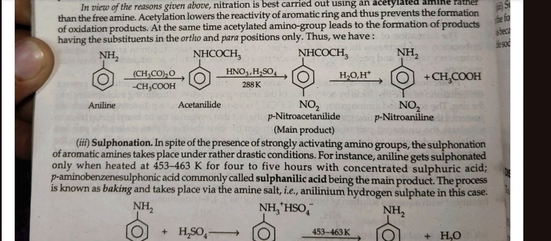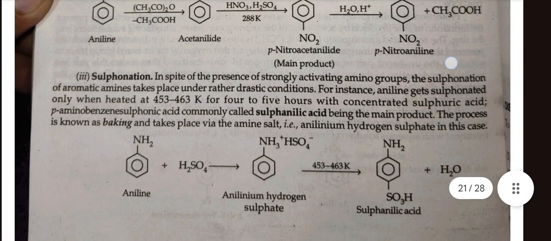Sulfonation. In spite of the presence of the strongly activating amino group, the sulfonation of aromatic amines takes place under rather drastic conditions. For instance, aniline gets sulfonated only when heated at 453 to 463 Kelvin for 4 to 5 hours with concentrated sulfuric acid, para-aminobenzene sulfonic acid, commonly called sulfanilic acid, being the main product. The process is known as baking and takes place through the amine salt, anilinium hydrogen sulfate, in this case.